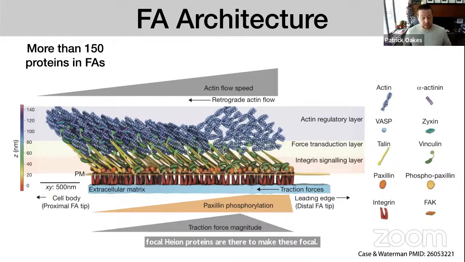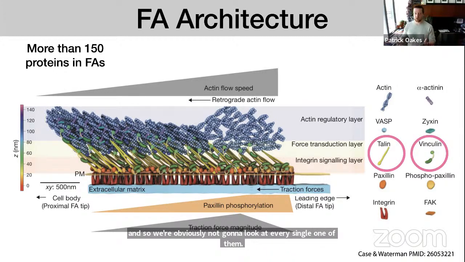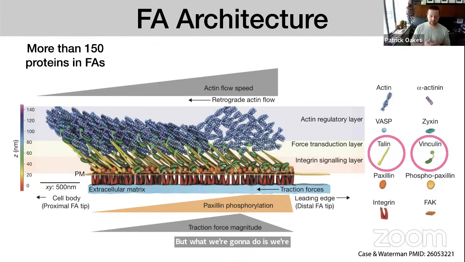So as I said, focal adhesions are these incredibly well-structured protein assemblies that have been analyzed and really broken down in great detail. They consist of over 150 different proteins. And so we're obviously not going to look at every single one of them. But what we're going to do is look at a couple of the major players that are known as canonical signaling proteins inside focal adhesions. And that's basically talin and vinculin.